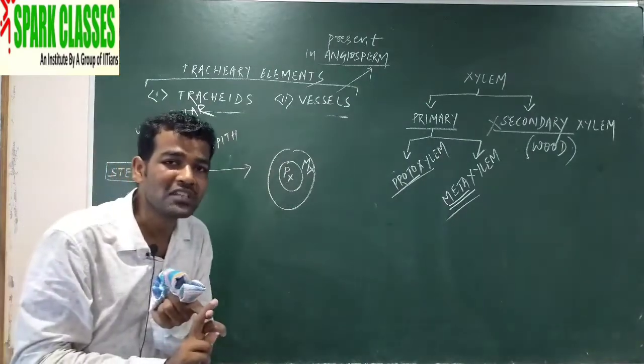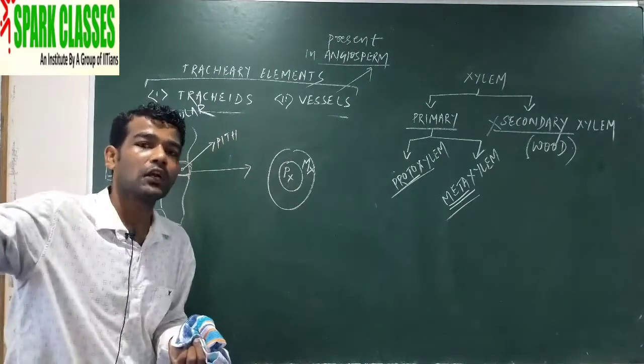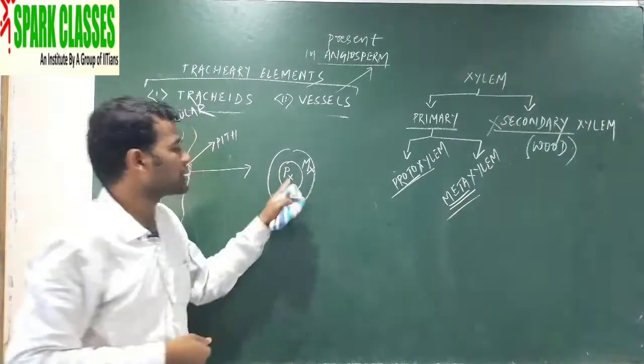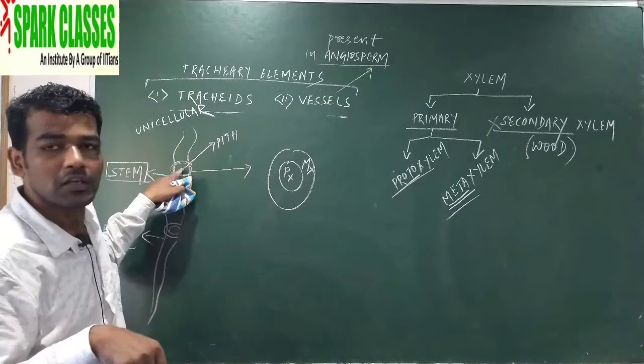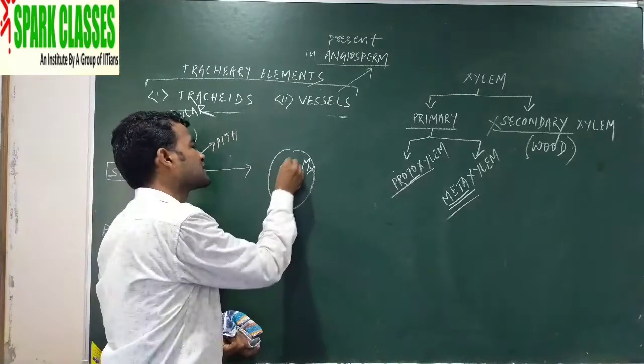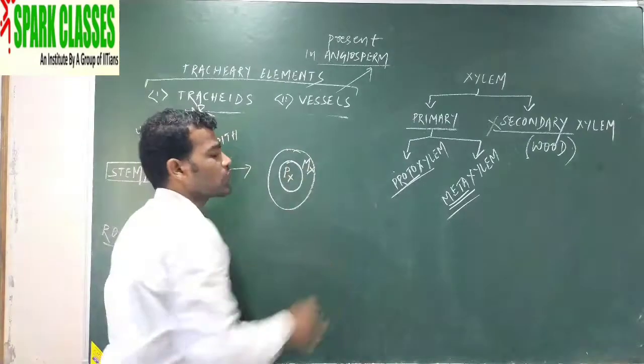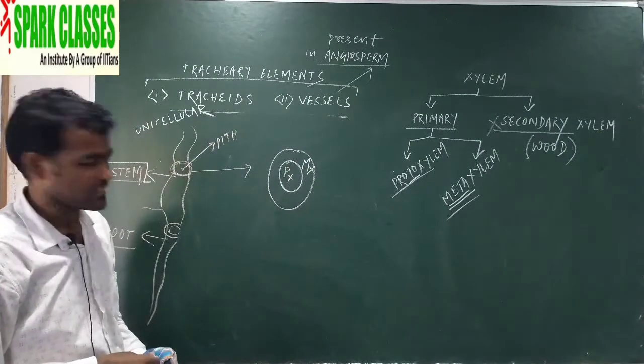Here we will not use the word center. Center is a mathematical term, and the answer is pith. It is close to the pith. Pith is the center of the plant. Clear? So protoxylem in stem is present towards pith, and metaxylem is present towards the periphery or pericycle, we can say.